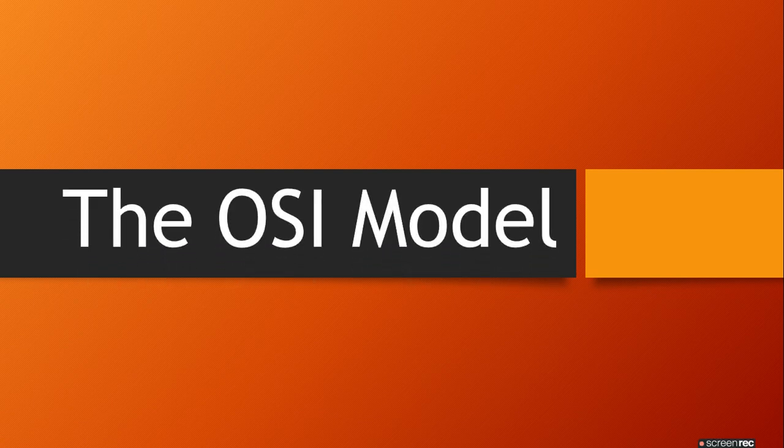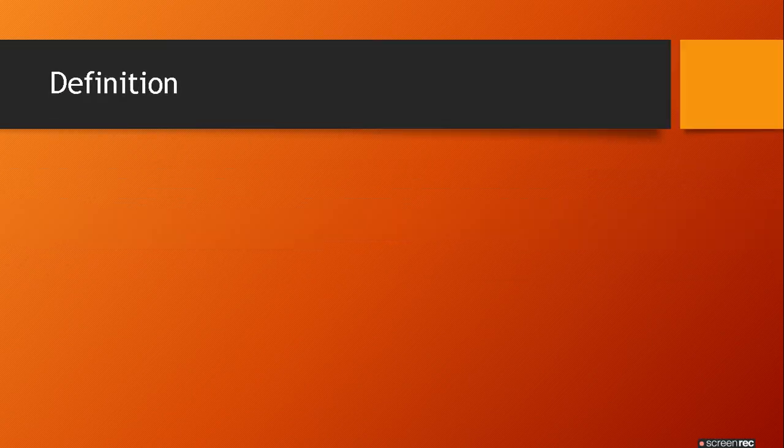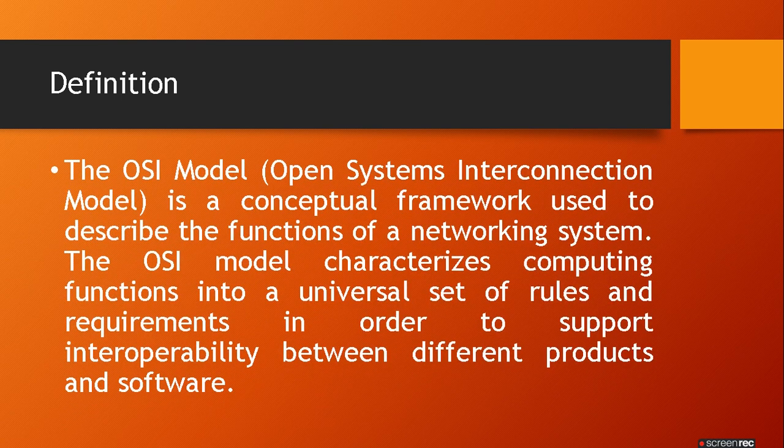Today I will talk about the OSI reference model and its layers. First I will define what the OSI model is. The OSI model is the Open System Interconnection Model. It is a conceptual framework used to describe the functions of a networking system. The OSI model characterizes computing functions into a universal set of rules and requirements in order to support interoperability between different products and software.